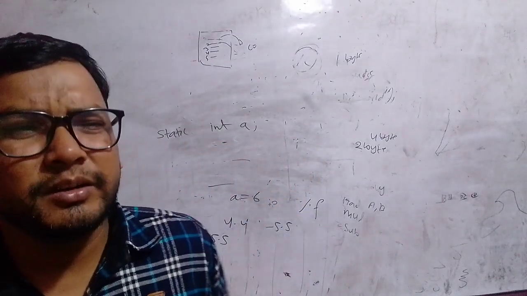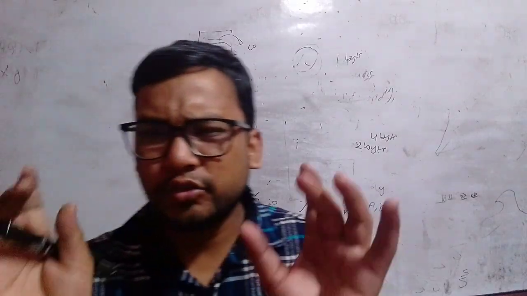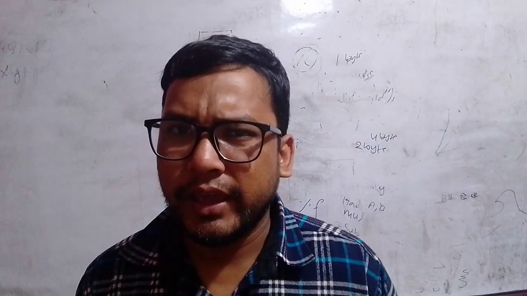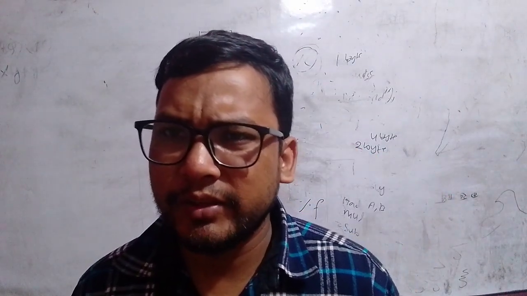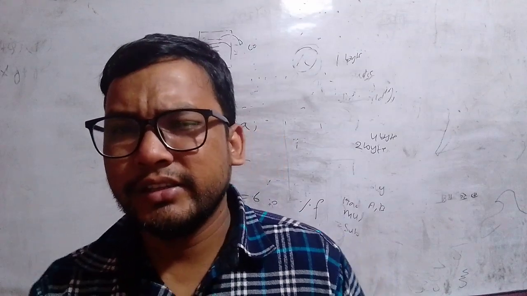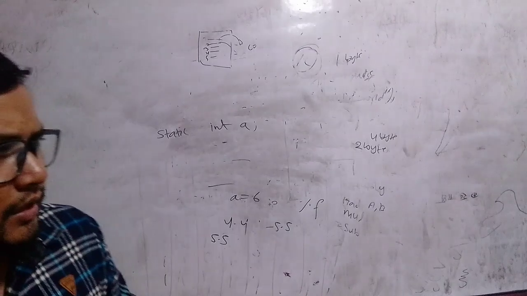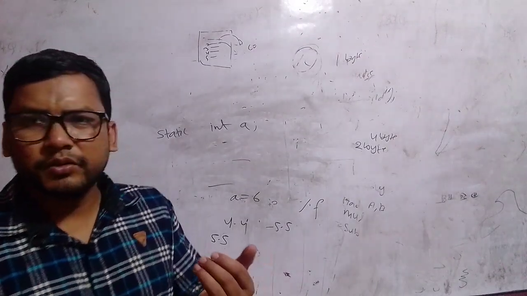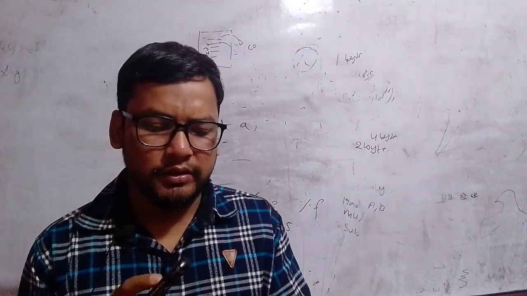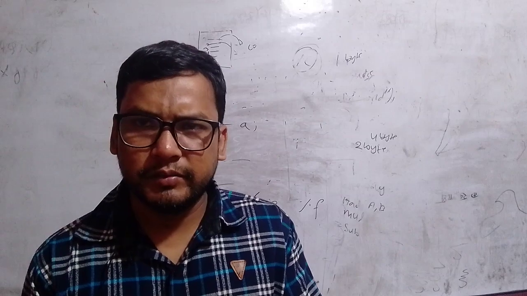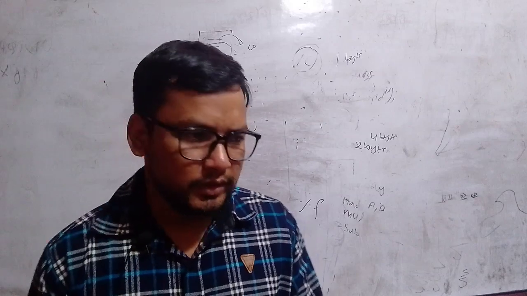And another one is the external variable. Suppose there are two program files, and the scope of the variable remains in both files, then it is called an external variable. So there are these types: local variable, global variable, static variable, external variable, register variable.